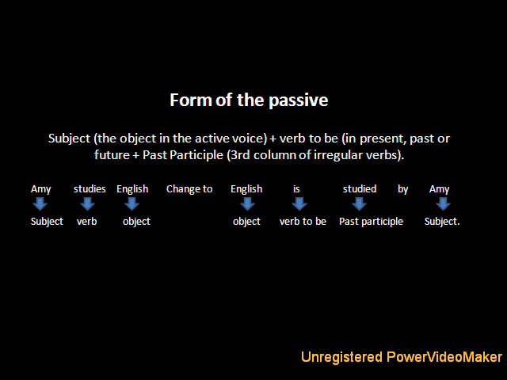The form of the passive voice is subject plus verb to be in present, past, or future, and the past participle, which is the third column of irregular verbs. The sentence in active voice will be: Amy studies English. So you can see that Amy is the subject, studies is the verb, and English is the object. But if you want to put it in passive voice, you will say English, the object, plus verb to be, plus the past participle studied, by Amy. So we say English is studied by Amy.